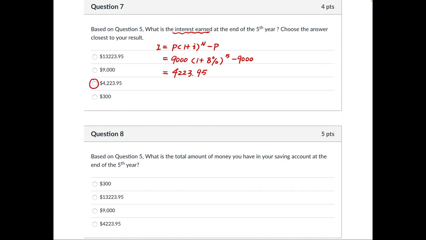And based on this interest, what is the total saving in your account? That means what is the total payback? So it's going to be I plus the principal investment. So it's 4223.95 plus 9,000. And the answer is 13,223.95.